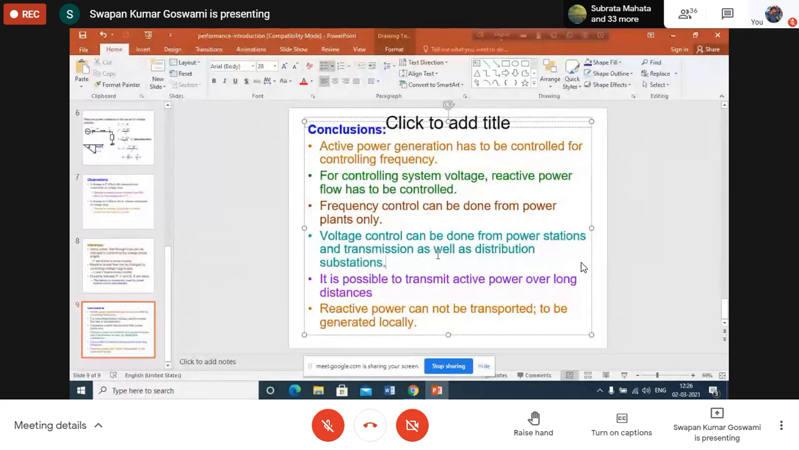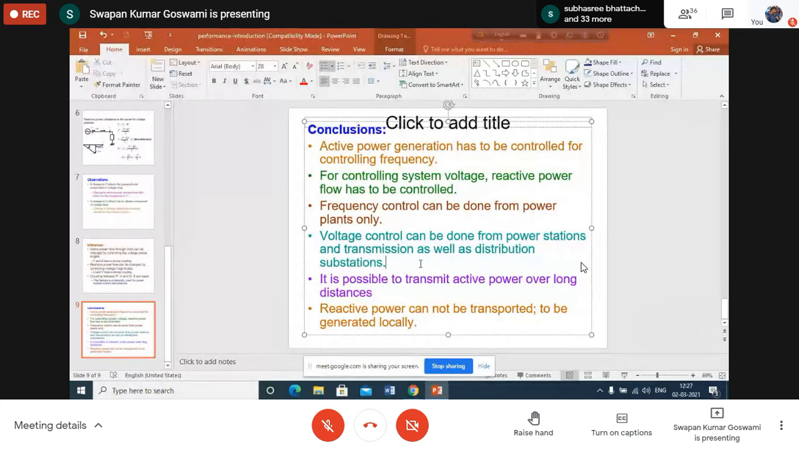Not only from synchronous generators, voltage control is possible from the transmission substation as well as the distribution substation, because you may change the tap setting of the auto transformer, you may install some capacitor, you may install some static var compensator. There are other devices that can control voltage, they can generate reactive power. কাজেই ওই ভোল্টেজ কন্ট্রোলটা ট্রান্সমিশন সাবস্টেশন থেকে হতে পারে, ডিস্ট্রিবিউশন সাবস্টেশন থেকে হতে পারে, and even it is possible from the power station as well.